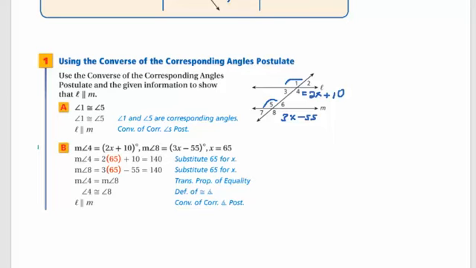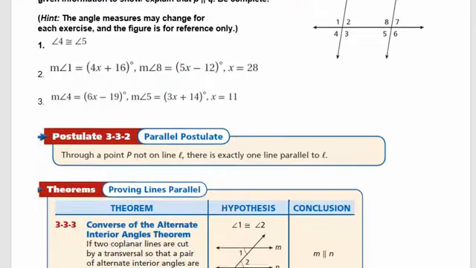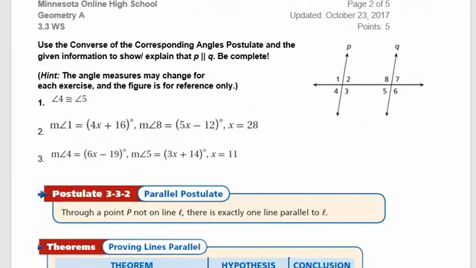So these are also corresponding angles, 8 and 4. They're corresponding to each other. So because they're corresponding angles and their measures are equal, then we can go ahead and say that by the converse of the corresponding angles postulate, these are parallel lines. So let's move on and look at your problems from your worksheet.